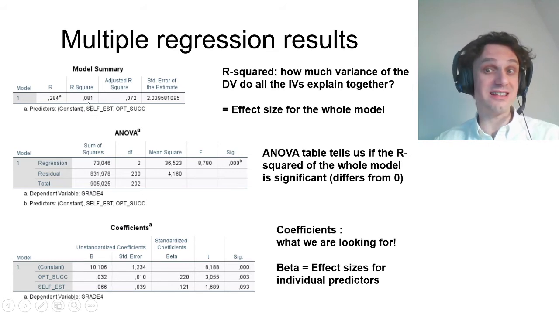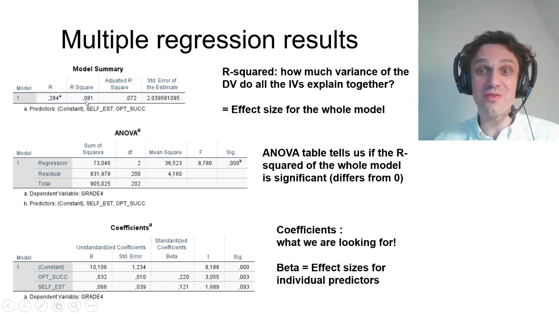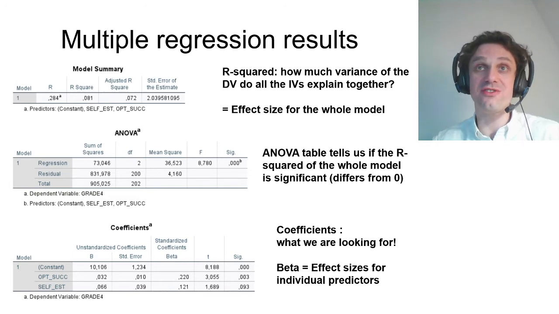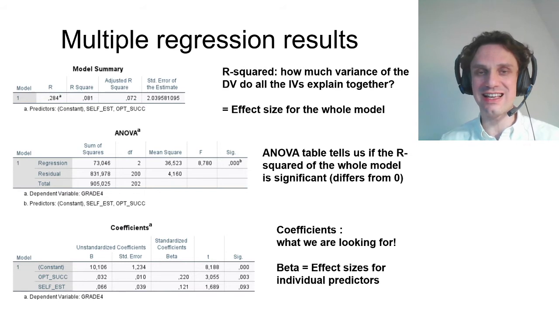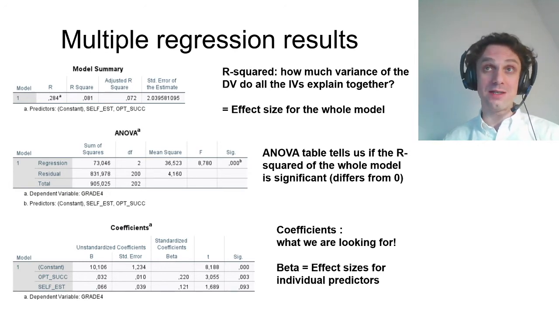So 8%, is it much or is it little? Well, it depends. Because of course school achievement depends on so many things, from a child's IQ to socioeconomic status of the parents, etc. So many things that predict school achievement. So if we have predicted even 8% with our two psychological variables, maybe it's not such a bad result.